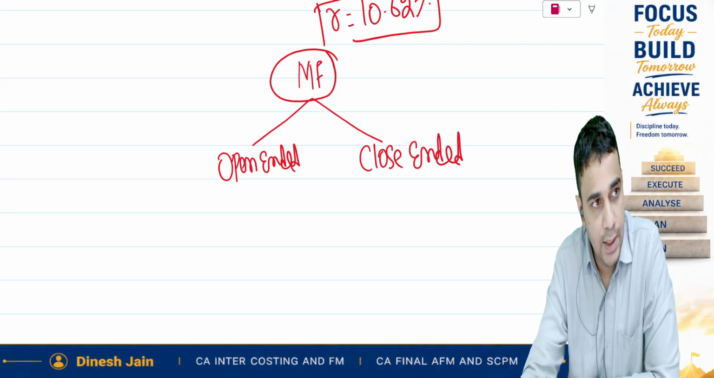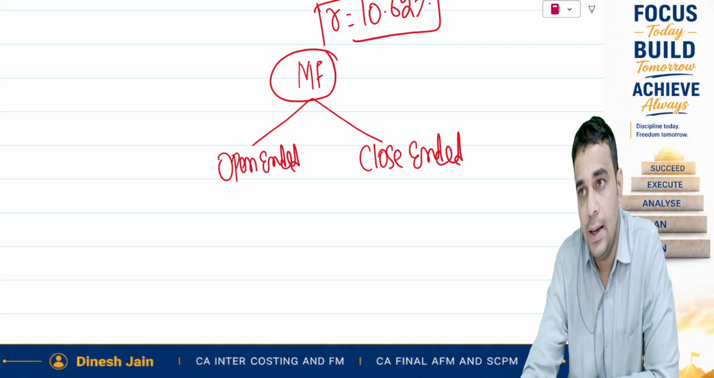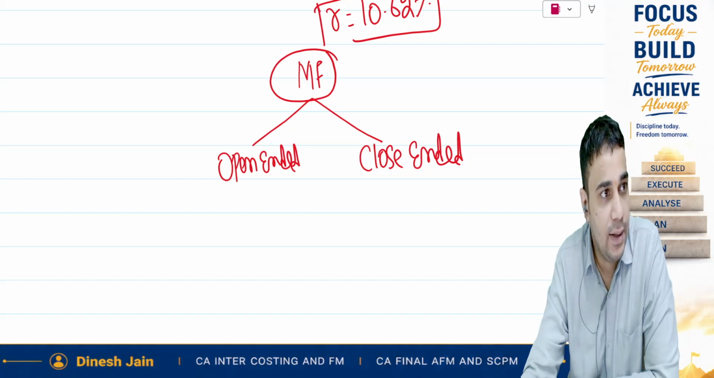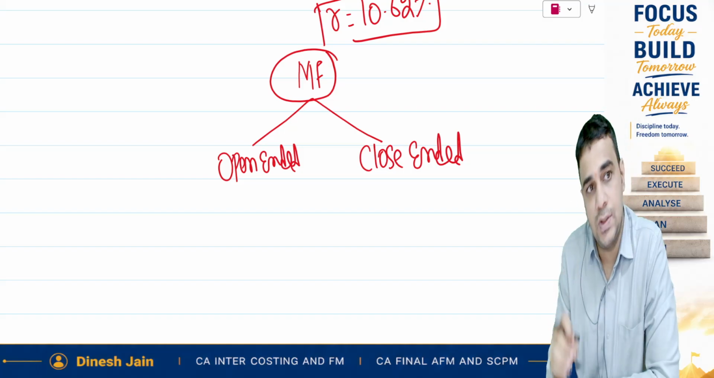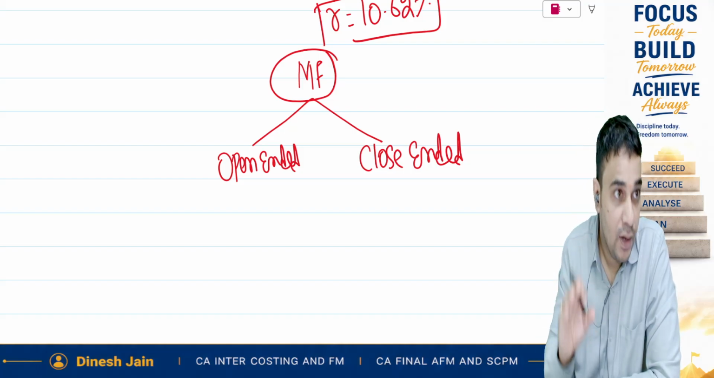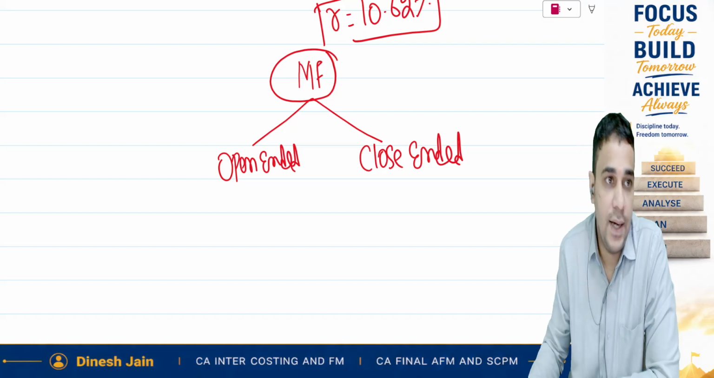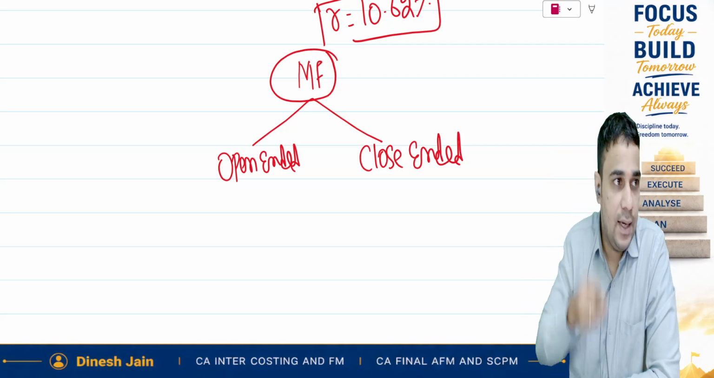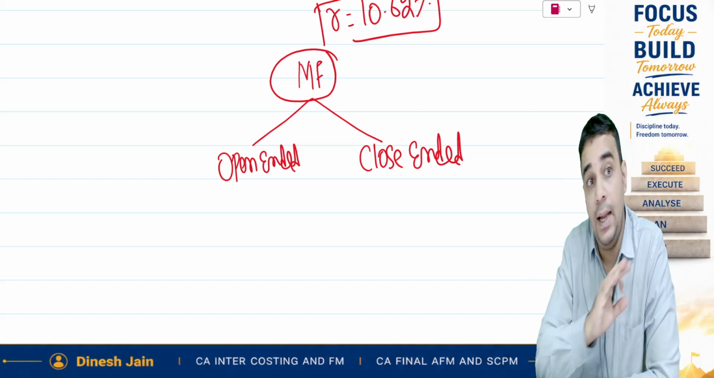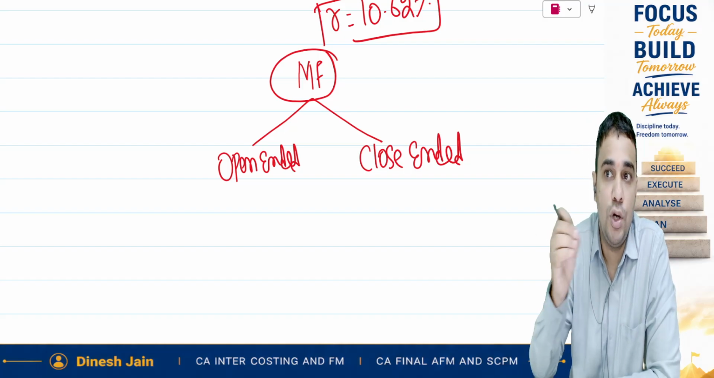Open-ended, the word indicates it is open. It is open for buying and selling at any time. In an open-ended scheme, I can buy or sell at any point of time from the AMC. AMC means asset management company. From the asset management company, I give them money, they give me units. I give them units, they return my money at any point of time. I can do it on any day.